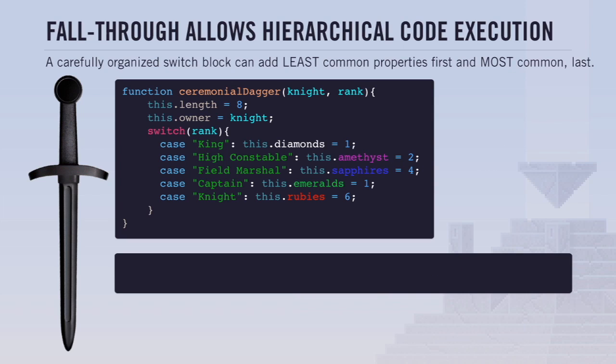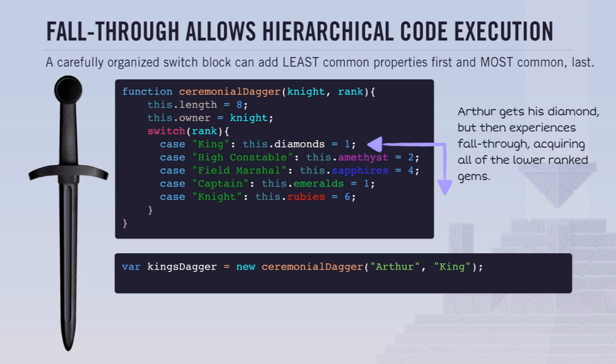Last but certainly not least, you can see that if we make the king's dagger for the man, the myth, we will get a diamond, 2 amethysts, 4 sapphires, 1 emerald, and 6 rubies for his majesty.